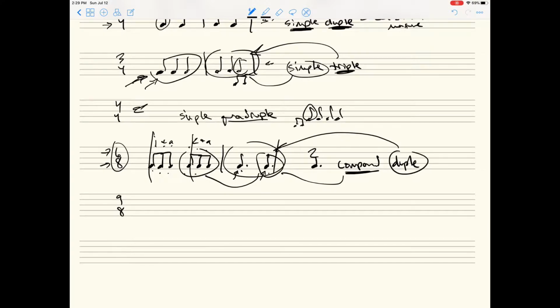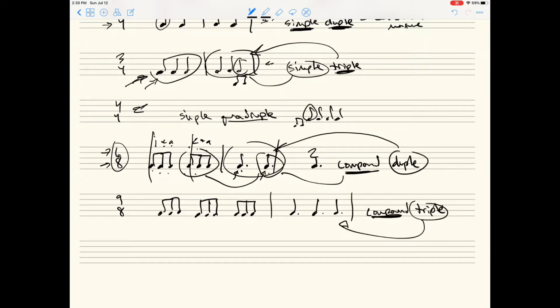9/8 is going to be pretty much the same thing, but we're going to have 3 groups of 3 instead of 2 groups of 3. So that's a measure of 9/8. And 9/8 is an example of compound triple. Because the triple meaning that there's 3 in each measure, the compound meaning that there's 3 within each beat, right?